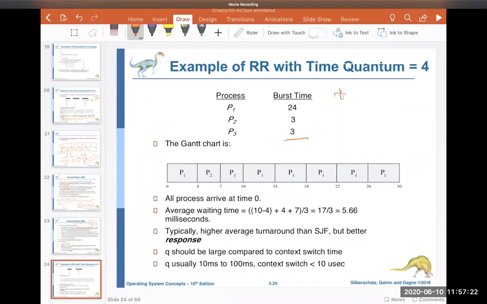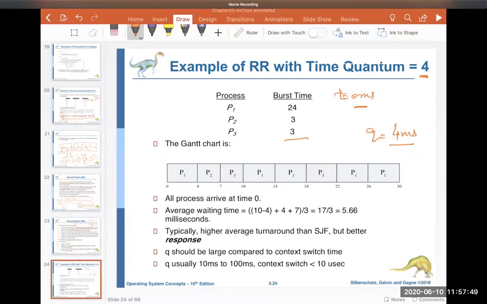All these processes are available at time 0, and it starts with the process P1. It runs over. Here the quantum time is 4 milliseconds. So P1 would run for 4 milliseconds, then P2, then P3, then P1, P2, P3.